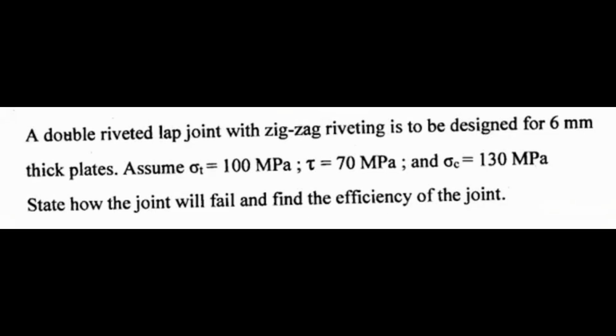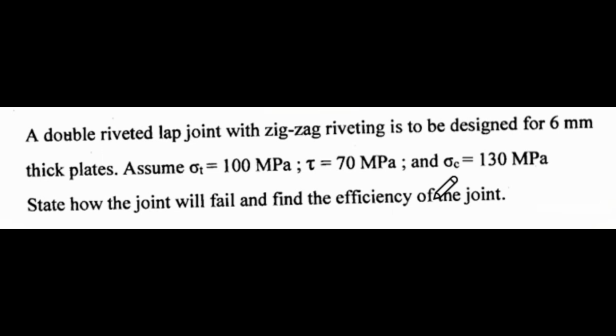So we have a double riveted lap joint having zigzag riveting, and it has to be designed for 6 thick plate. So we have to design a double riveted lap joint with zigzag riveting, and thickness is 6. Given the tensile stress, shear stress, and crushing stress, given 100 megapascal, 70 megapascal, and 130 megapascal, we have to determine the efficiency and how this rivet fails. We have to determine these two factors along with designing it.